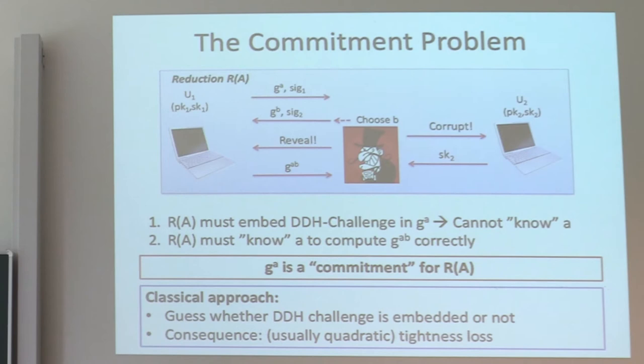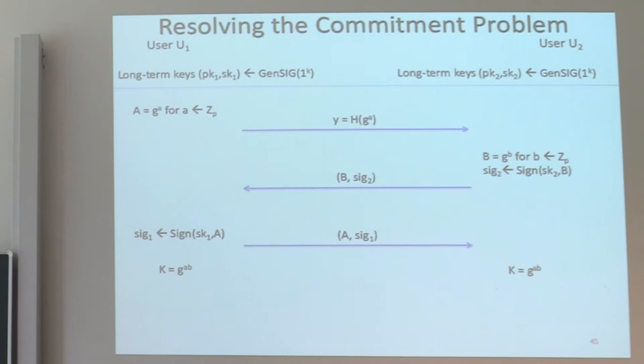Exactly, that's what I just said. So how do we resolve this? Turns out that there is a very, very simple solution. We just add one message to the protocol. So this is signed Diffie-Hellman, except that the user U1 here initially doesn't send g to the a and the signature, but it just sends the hash of g to the a. Okay? Funnily, this is a commitment which resolves the commitment problem.